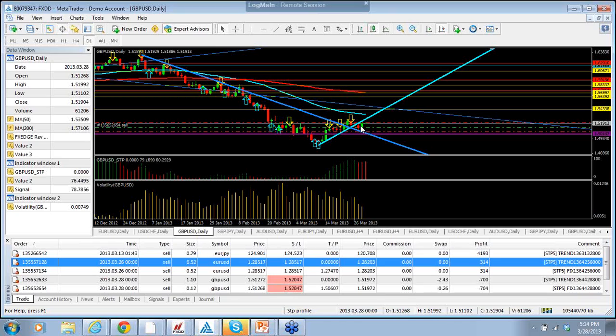We're actually very, very close to hitting our stop loss in the pound dollar sell. Price is at 1.5197. Our stop loss is at 1.5204. So we could get slammed on this pound dollar here. So we'll have to wait and see what happens.